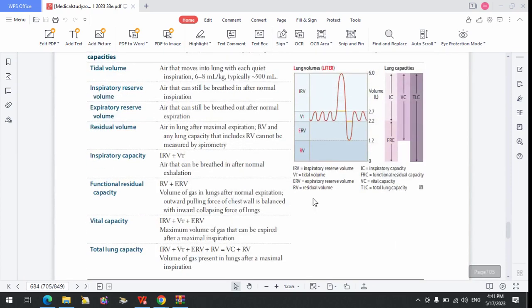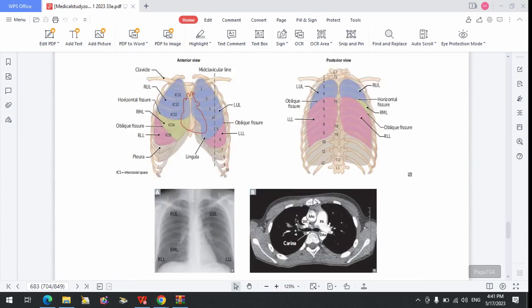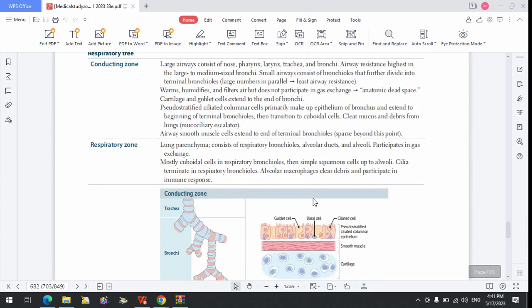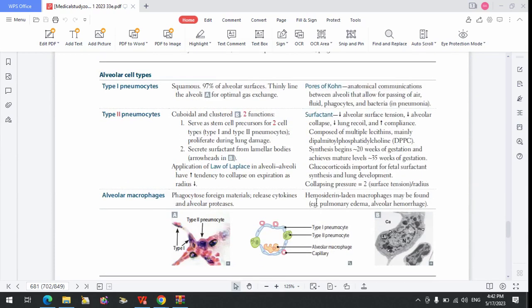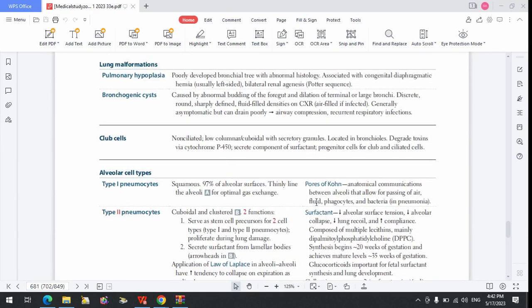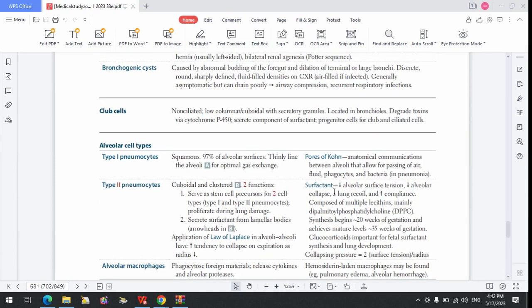So you guys will read it. It's not me that is saying it now, it is our textbook that is telling us. So let's go back to where it is in the textbook. Now this is surfactant here. Surfactant from type 2 pneumocytes. Surfactant reduces the alveolar surface tension. It reduces alveolar collapse. It reduces lung recoil, and it increases the compliance.